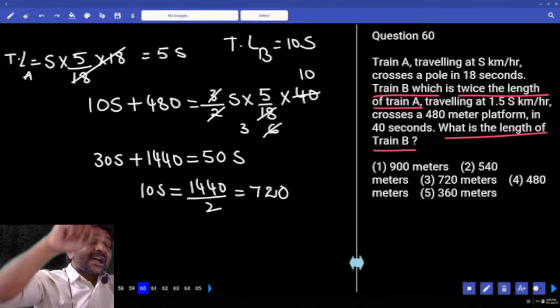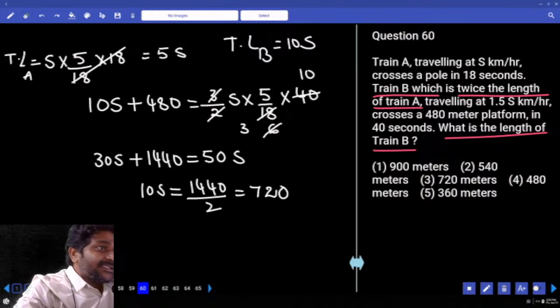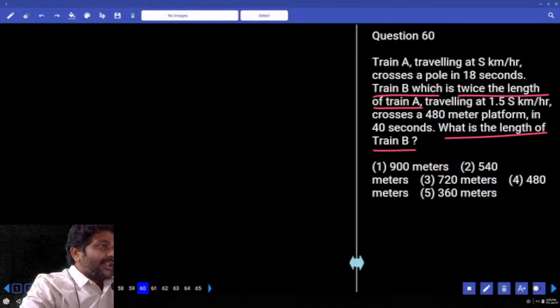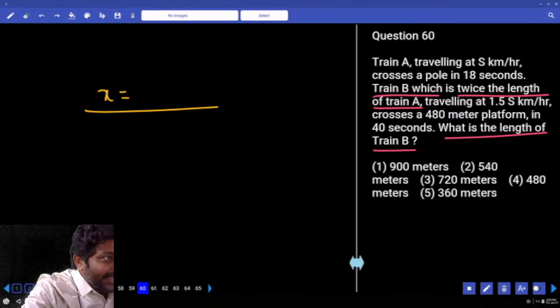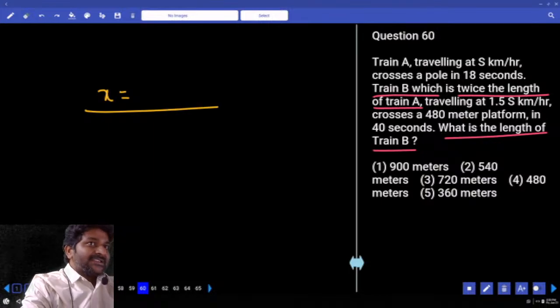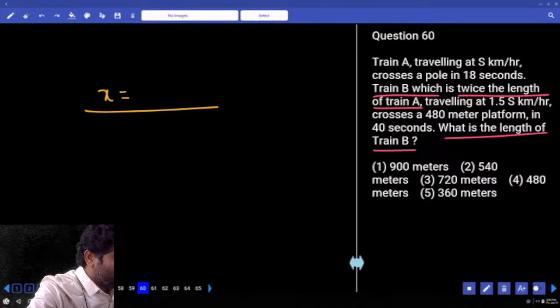So you should start with train A length as x. Then train B length becomes 2x. Right? So usually according to student psychology, after solving the question, whenever you get x value, student feels that they got the answer.